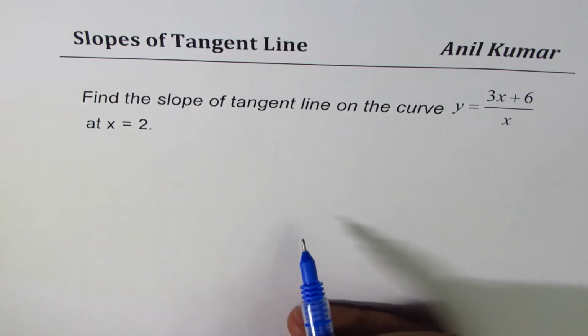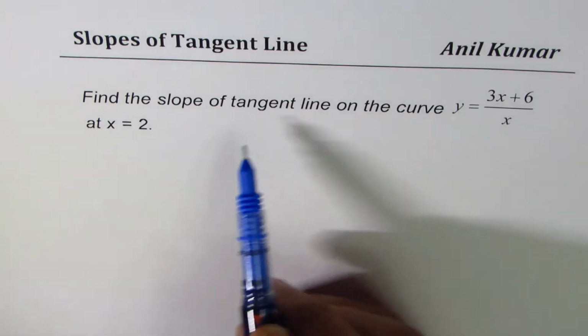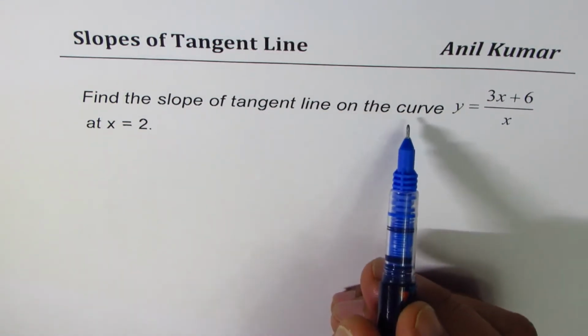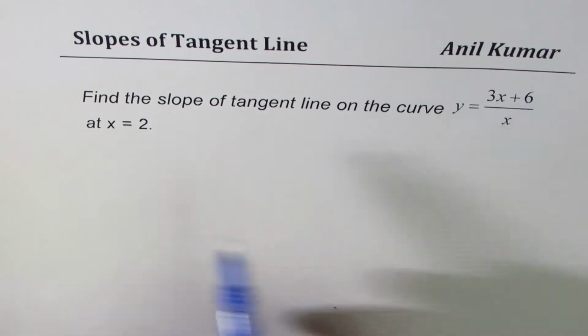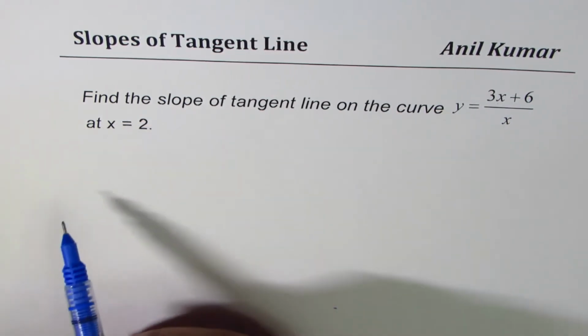I'm going to use this method to find the slope of the tangent line on the curve y equals (3x + 6)/x at x equals 2.